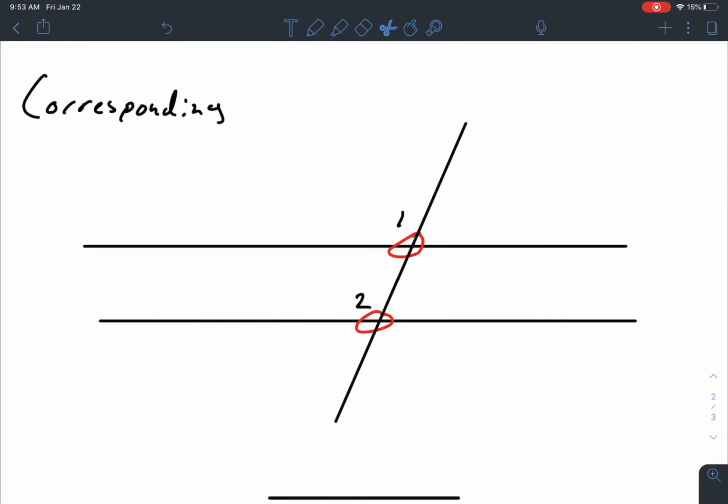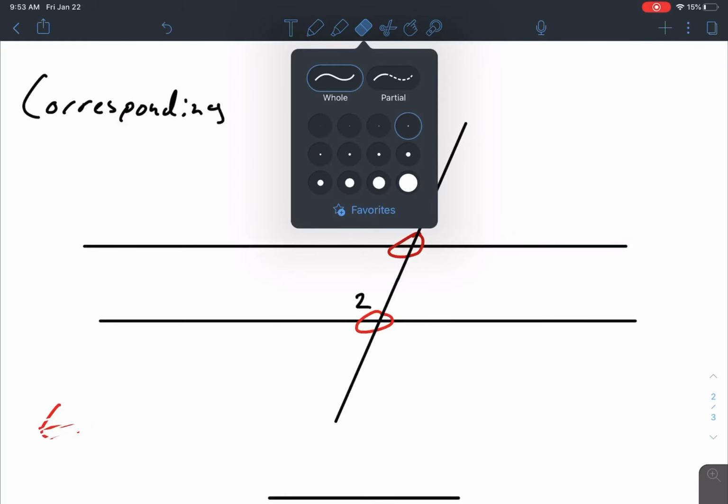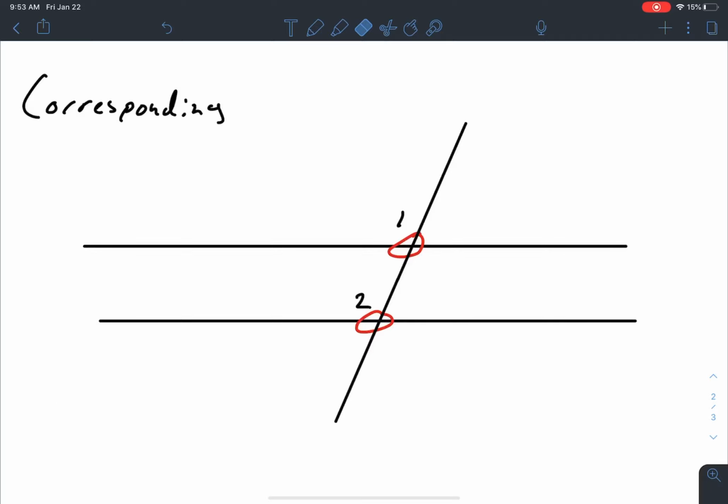Okay, so that's what it means to be corresponding, and corresponding angles are the same. I'll just write it up here. This means same, or congruent. You can think of it as congruent if you wanted to be specific. Okay, so moving on, corresponding angles are the same. So that means that angle 1 equals angle 2.